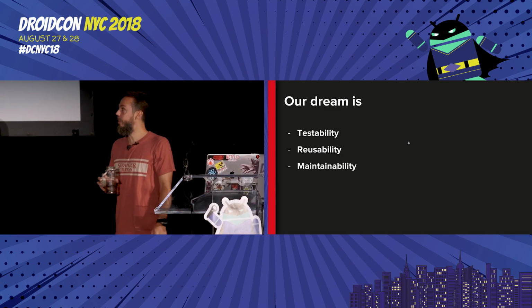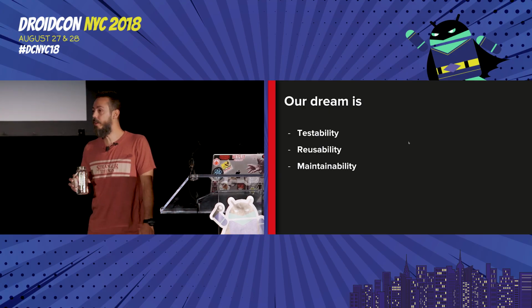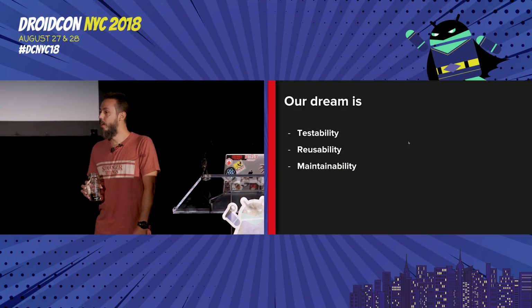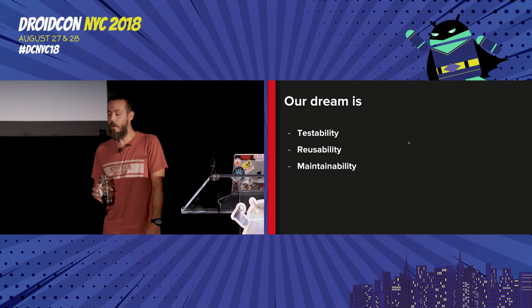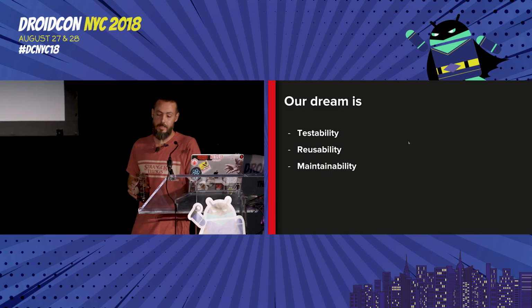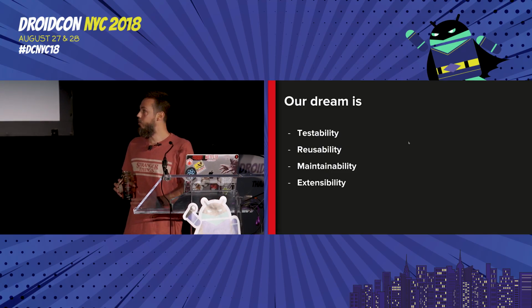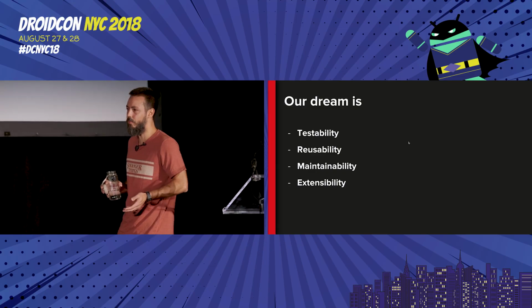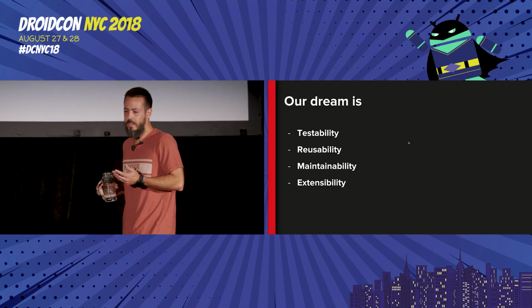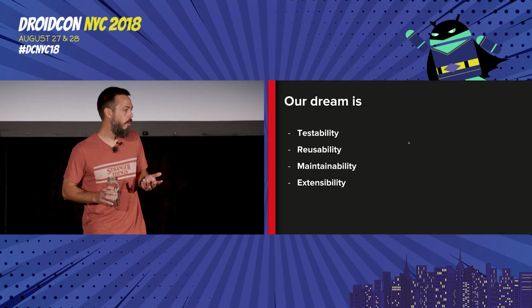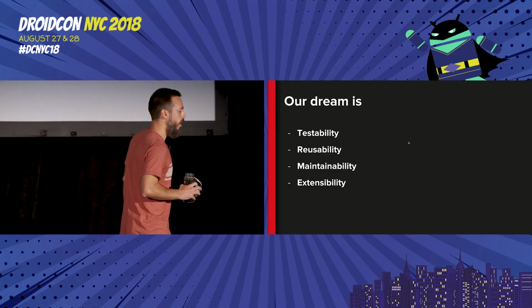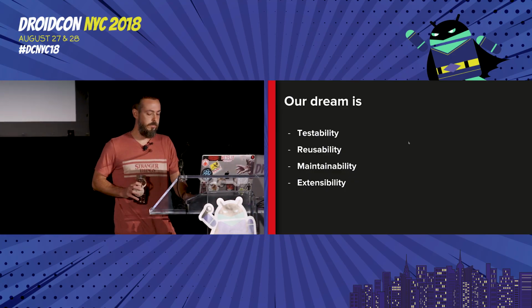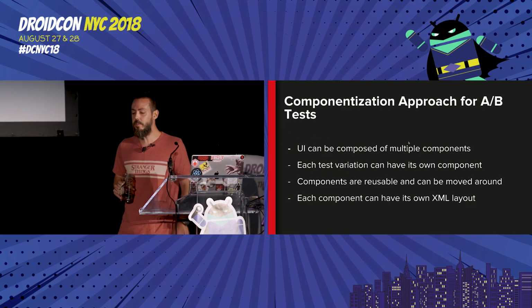We also want to maintain that. If we fix a bug, we don't want to create two more. We want that thing to be clean. And of course, we need to extend, because we might have 2 or 3 A/B tests running in the same screen at the same time, with 3 people working in the team, and then we need to support that. So how do we get to all these things?